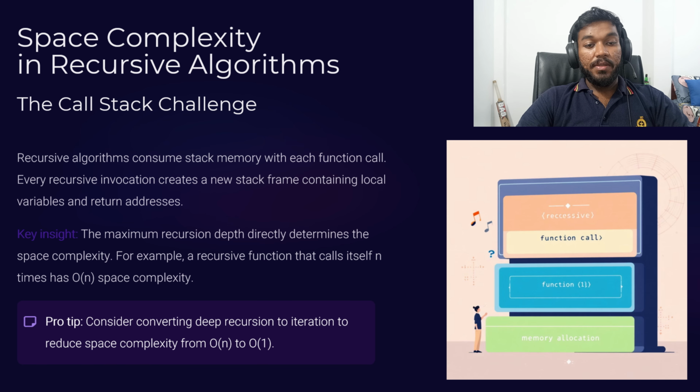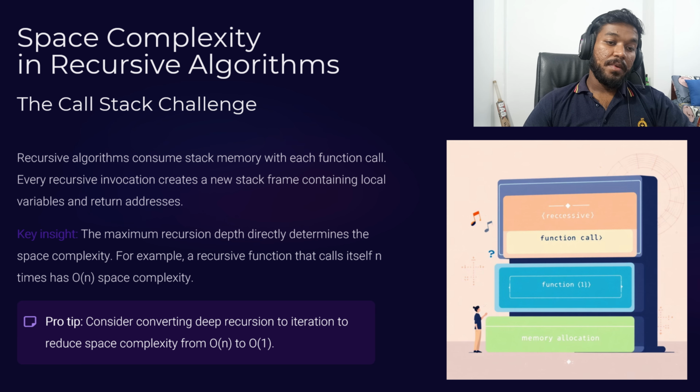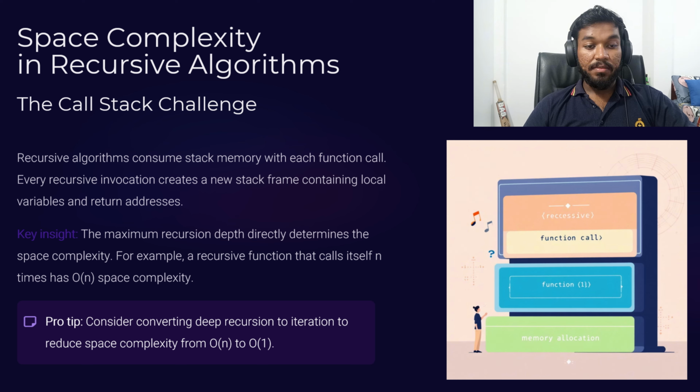Recursive algorithms require extra memory because each function call is stored in the call stack. For example, a recursive factorial function makes multiple calls before returning a result. If the recursion depth is n, the space complexity becomes O(n) due to stack usage. This is why recursion often uses more memory than iterative solutions.